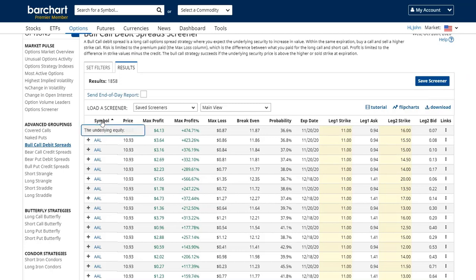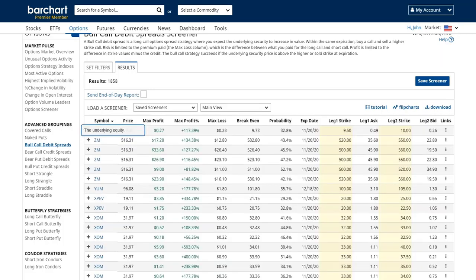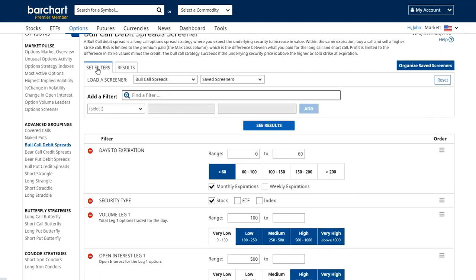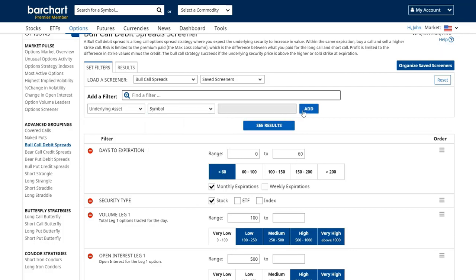If you knew your stock symbol was at the back of the alphabet, we could flip it around and go from Z to A and not from A to Z, right? Or if you know you want to look at a very particular stock, we can come up here where it says set filters, and we're going to look at this a little bit more in detail. But one of the things I can do is come over here where it says select under my underlying asset. I'm going to select the symbol. I'm going to add it.